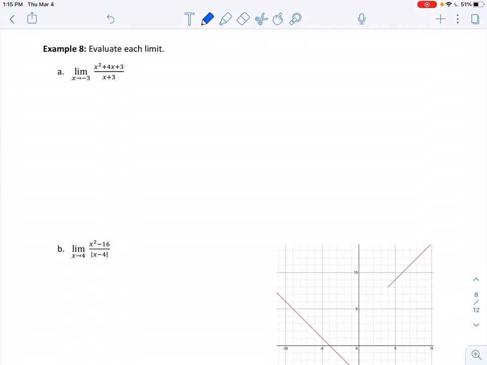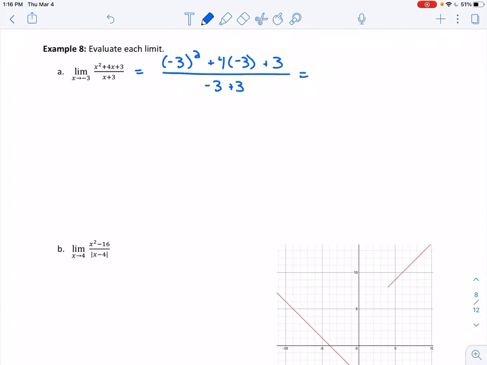We've said in the past few videos now that you can evaluate a limit by just taking that x value and plugging it into your function. And if you're not sure where to start, that's always how I recommend: take that x value, plug it into your function, and we'll see what happens. So I'm going to take -3 and plug it into my function. So here I've got (-3) squared plus 4 times -3 plus 3, divided by -3 plus 3.